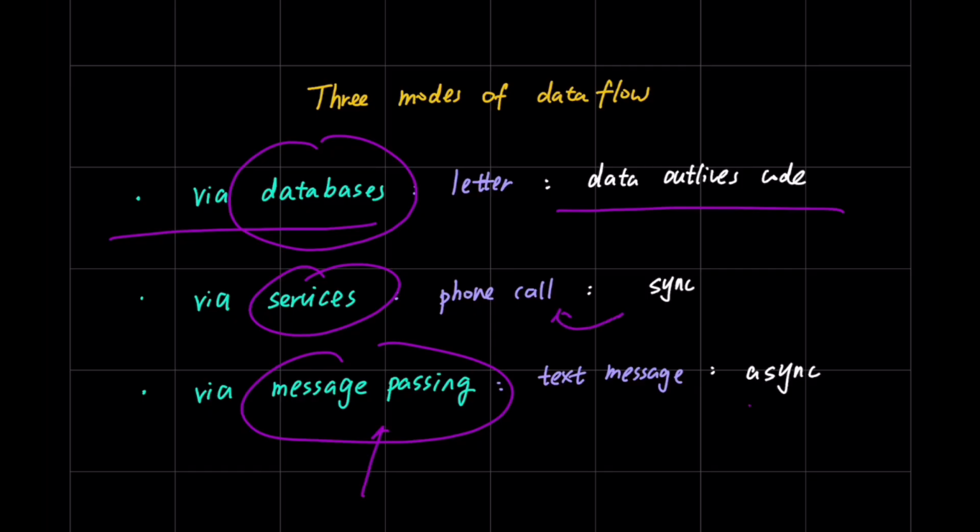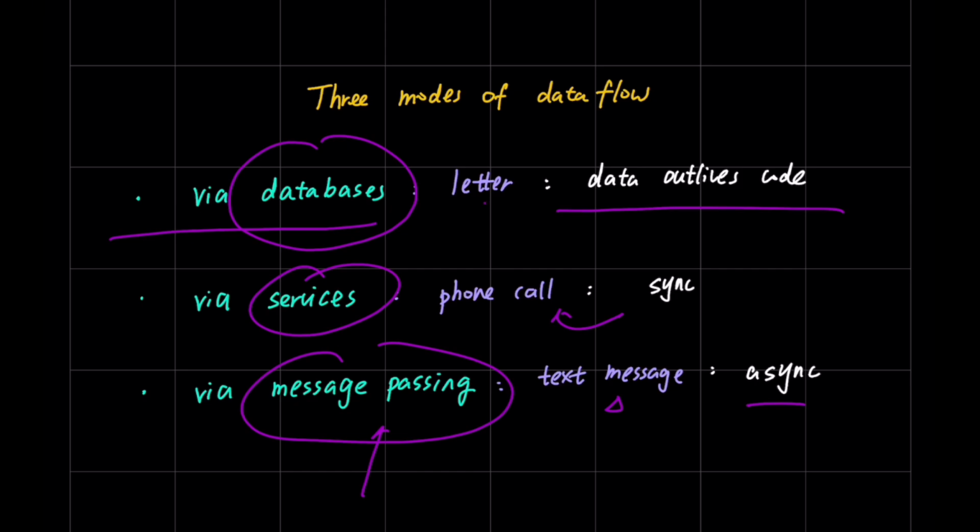The difference between data flow via services and via message passing is that message passing is asynchronous. That's why we're talking about it as a text message. Overall, here's an analogy. If you are talking to your friend through a phone call, your friend has to pick up the call right away. You, as a sender, are expecting a response from the receiver right away. So your communication with your friend is like data flow via services.